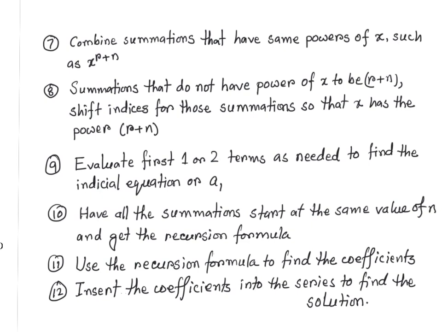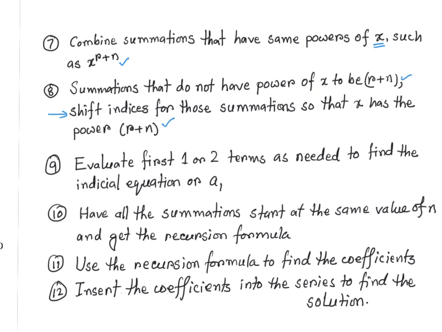Once you plug in the values of y, y prime and y double prime, you will come up with an equation that has a bunch of summations in it. You want to combine the summations that have the same power of x. It will have something like x to the power r plus n. And there will be one or more summations that have a power other than r plus n. For the summations that do not have the power of x to be r plus n, this is an important step: you need to shift the indices of those summations so that the power of x becomes r plus n.